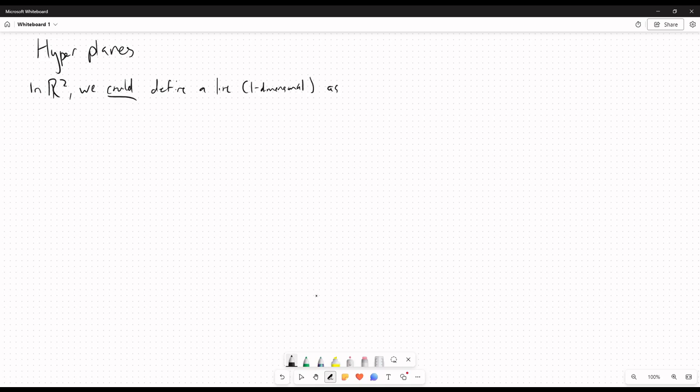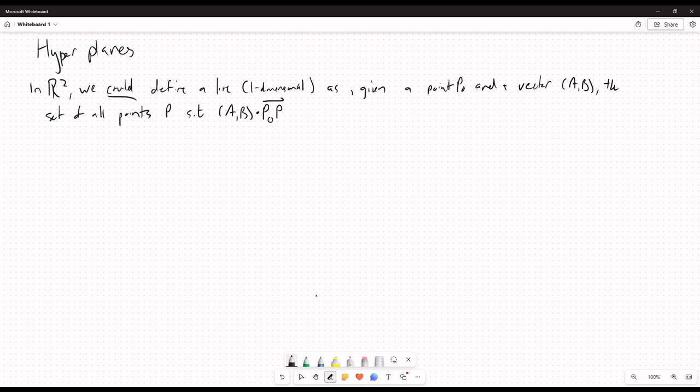as, given a point P0 and a vector, we'll just call it AB, the set of all points P such that AB is orthogonal to the displacement vector from P0 to P. So it's orthogonal to that, meaning that the dot product is 0.